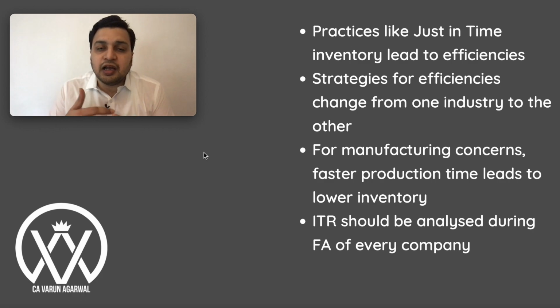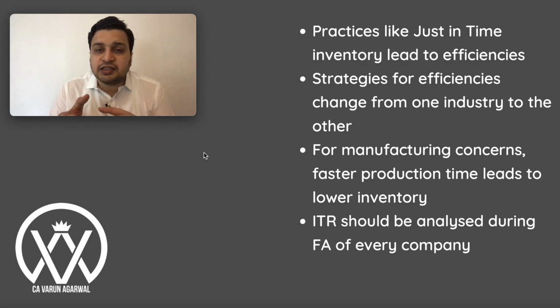Like for trading companies, it is different. For manufacturing, it is different. Likewise, for an auto sector company, it is different. For a pharma sector company, it's different. So this is a case-to-case specific thing, but still it is a very important criterion for checking the efficiency of the company and the management.